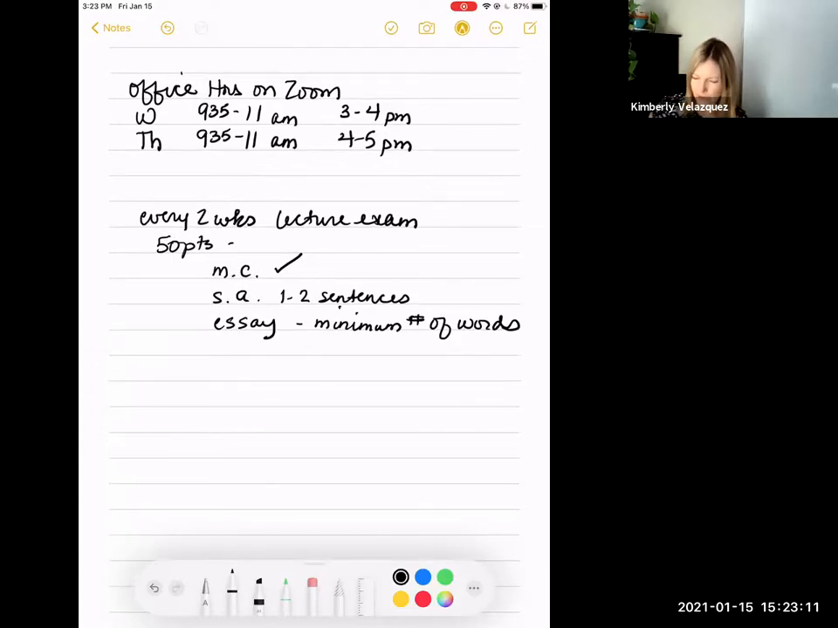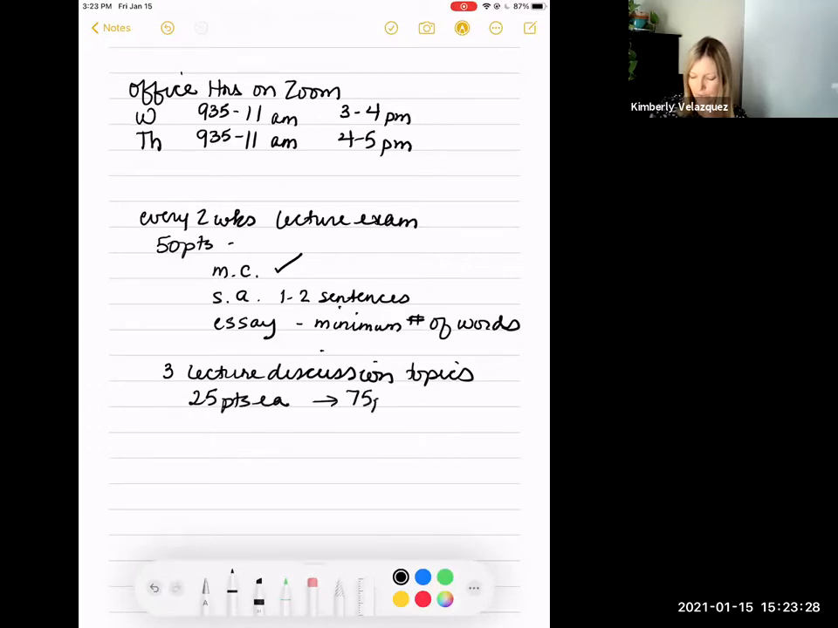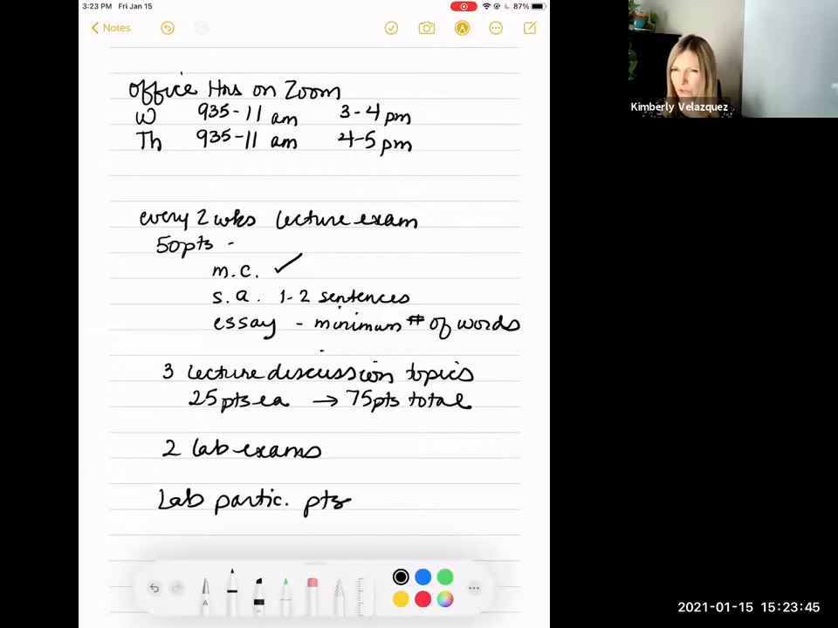So in addition to those lecture exams, you're going to have 3 lecture discussion topics. And those are going to be worth 25 points each. So that's 75 points total. And then you have your lab exams. And you have lab participation points. So that's how you're going to earn your points in the class. Again, look at the details in the syllabus for that. That's something you can read on your own. I don't want to read all that to you.